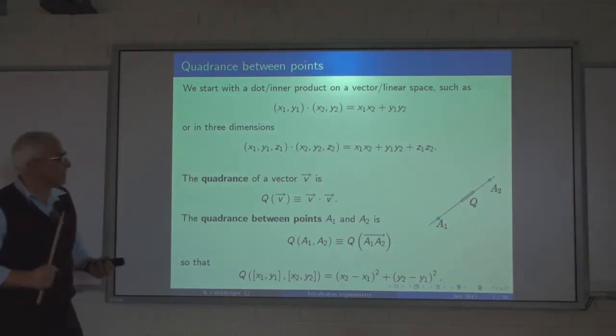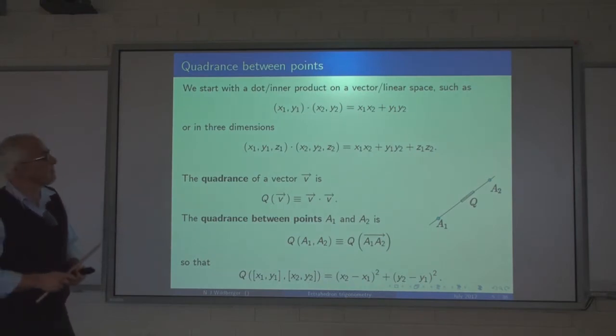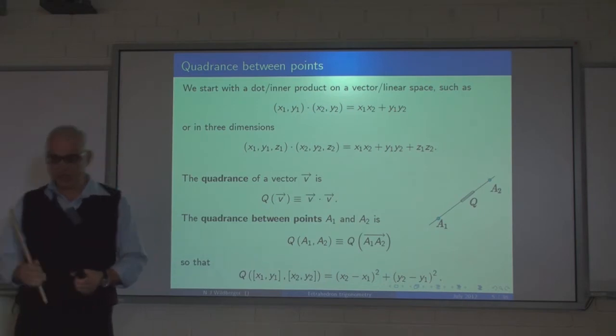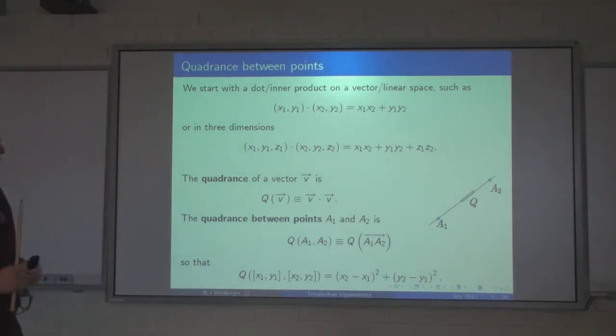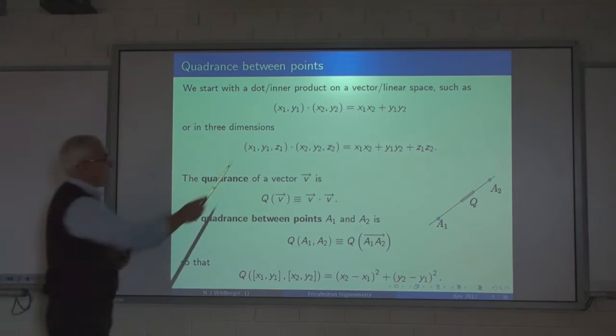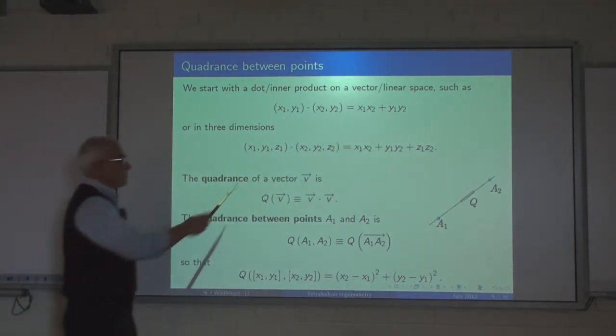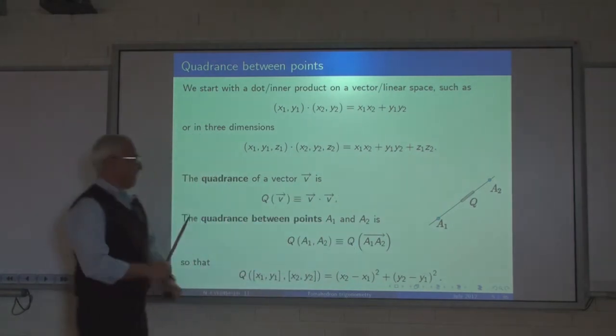So the main object is a vector space or a linear space and a dot product or an inner product on it. For the mathematicians, a symmetric bilinear form over a vector space. And here's the familiar one that you can think about, just the ordinary dot product in two-dimensional space, or perhaps in three-dimensional space, one dimension up.